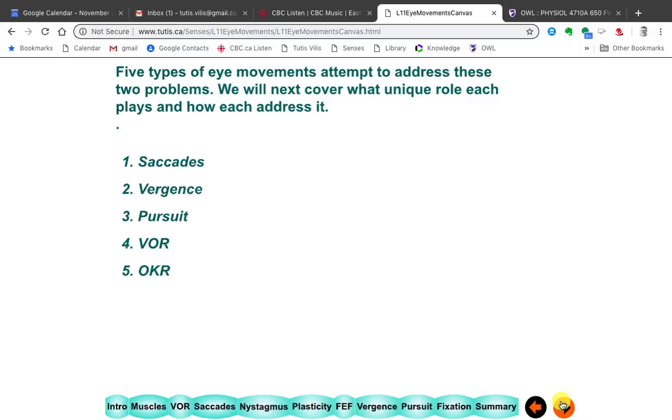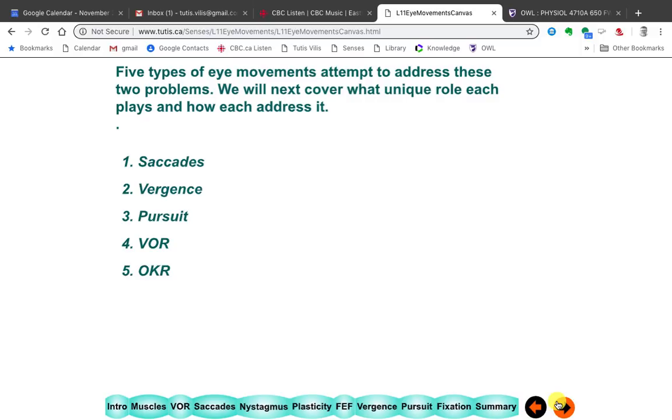Now, as I said, there are 5 different distinct types of eye movements. And we'll cover the unique role each one plays and how it solves that problem, how it addresses it. Okay, the first one is saccades.